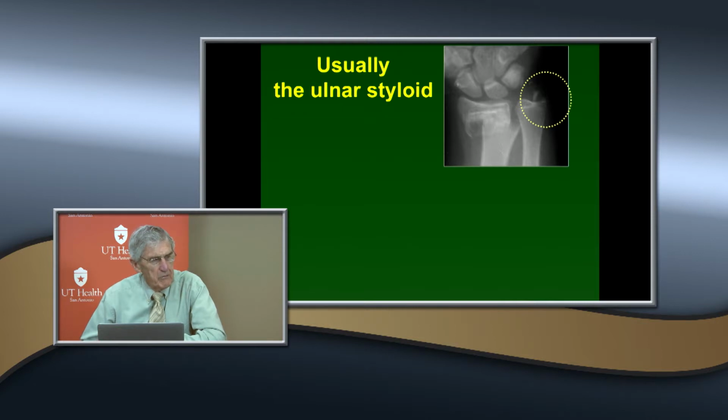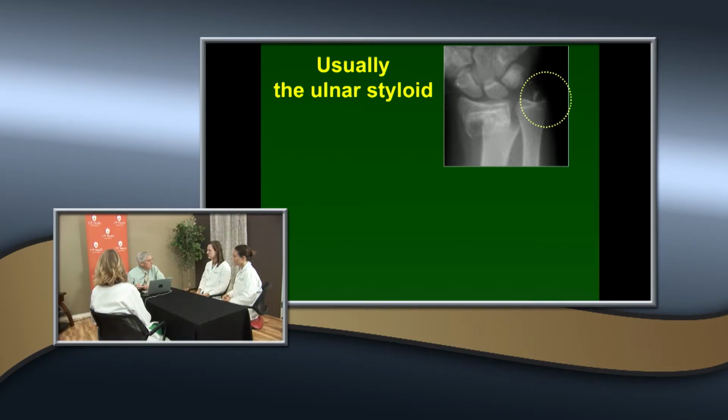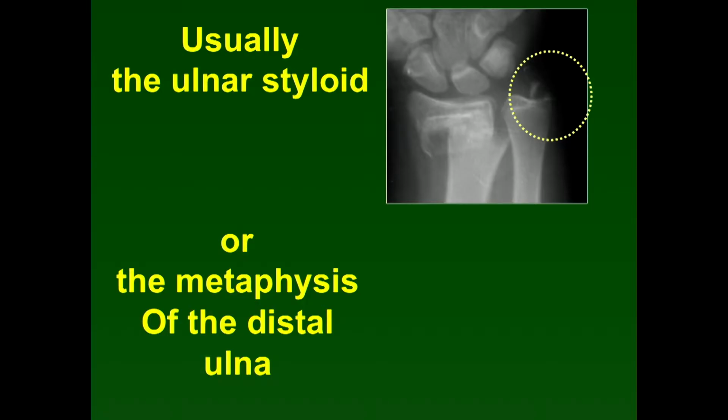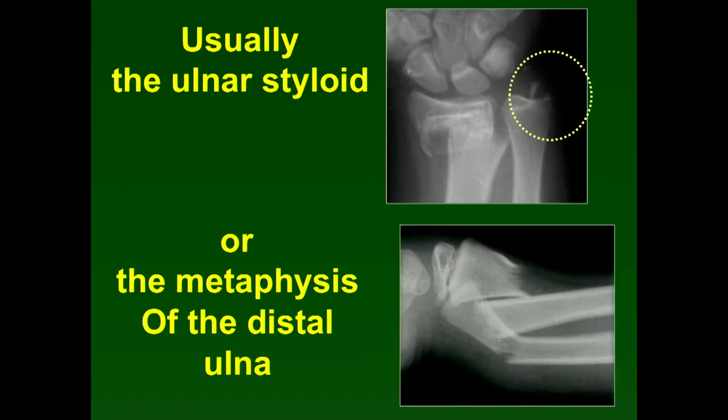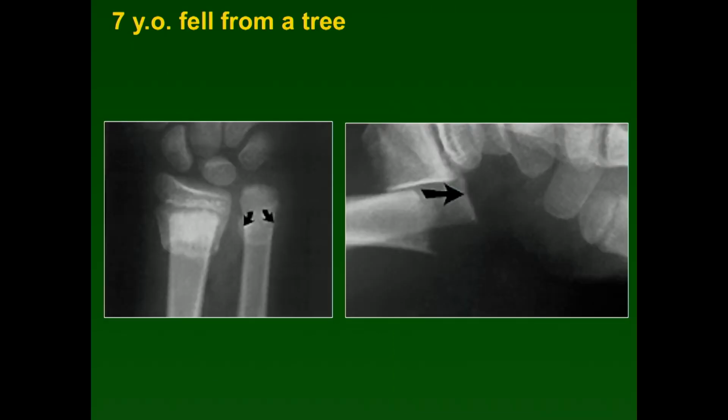What's the other type of fracture that you see? A transphyseal. Well, yeah, that's pretty rare. What you usually see here are metaphyseal fractures. Those are the two that you usually see.